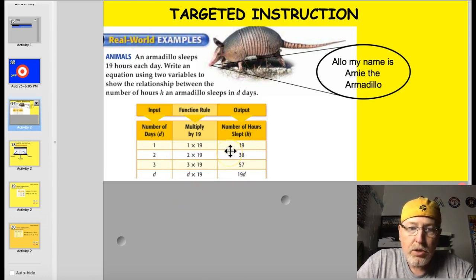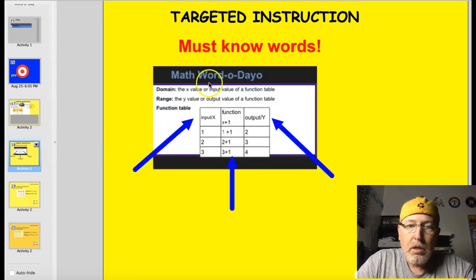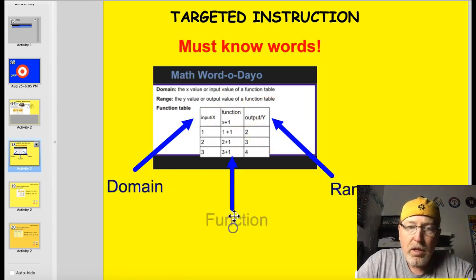Domain, range. Domain, range. Are you getting sleepy? Here it is. The domain is the x value, the input. The range is the output, or the y value. And of course, we don't always have the function part here. We don't always show that. Sometimes we just show an x and y table, but that's the function, what's happening.